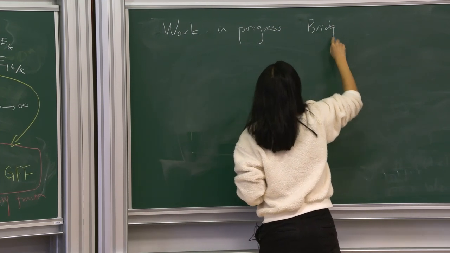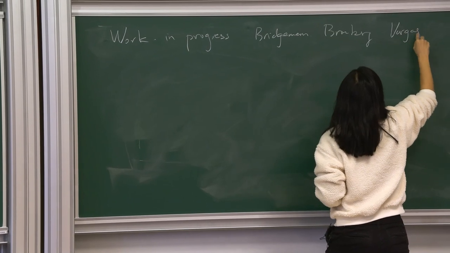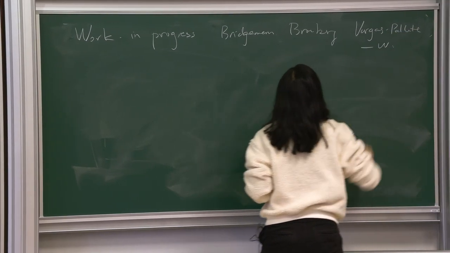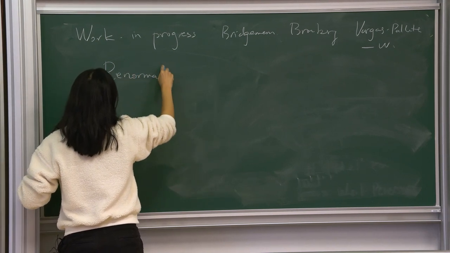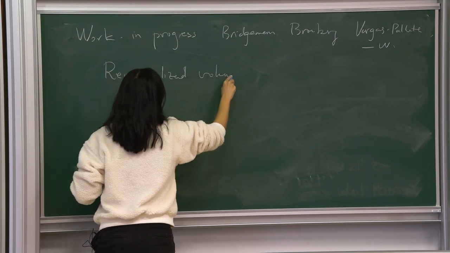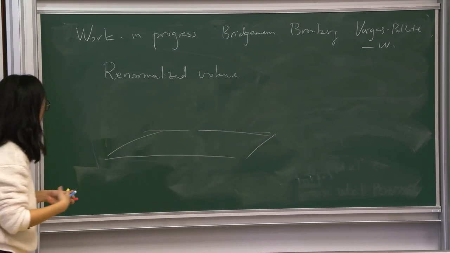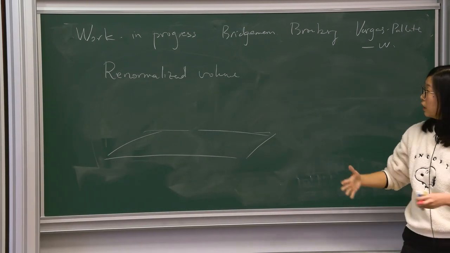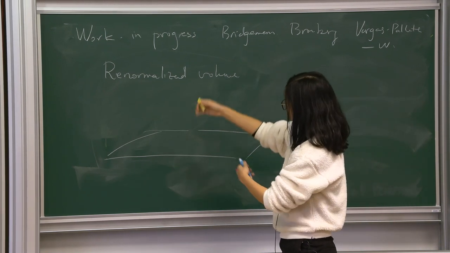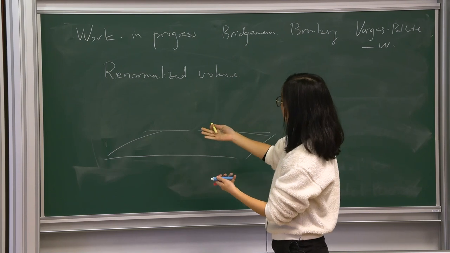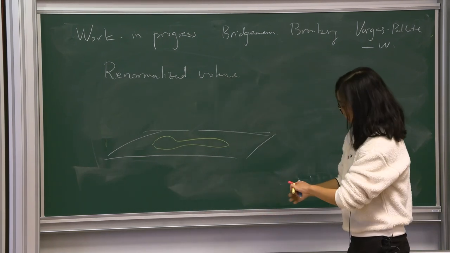With Bridgeman, Ken Bromberg, Vargas, Pallete, and myself. So we studied the renormalized volume, essentially in some other setup in the Teichmueller theory, where there's another Liouville action for which the renormalized volume is relevant. We just use the idea from what is known for Teichmueller space for compact surfaces and try to bring it to the universal Teichmueller space to define the following thing, the renormalized volume.